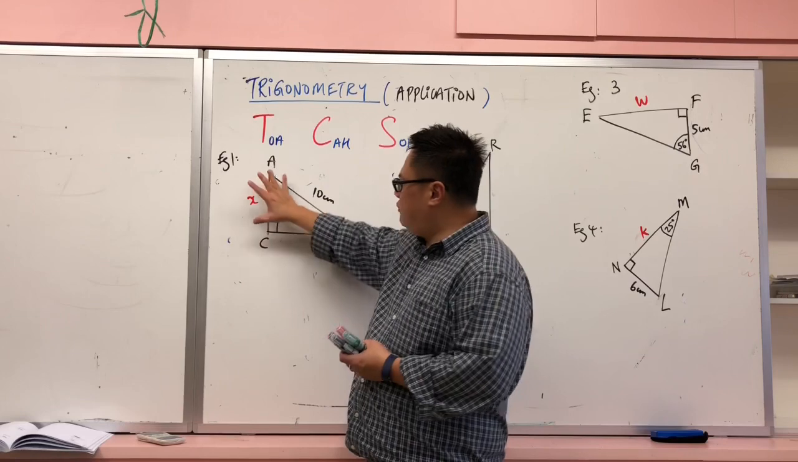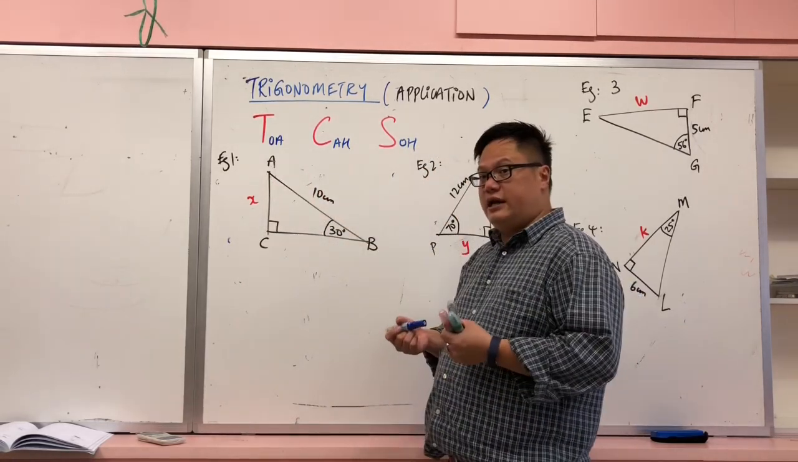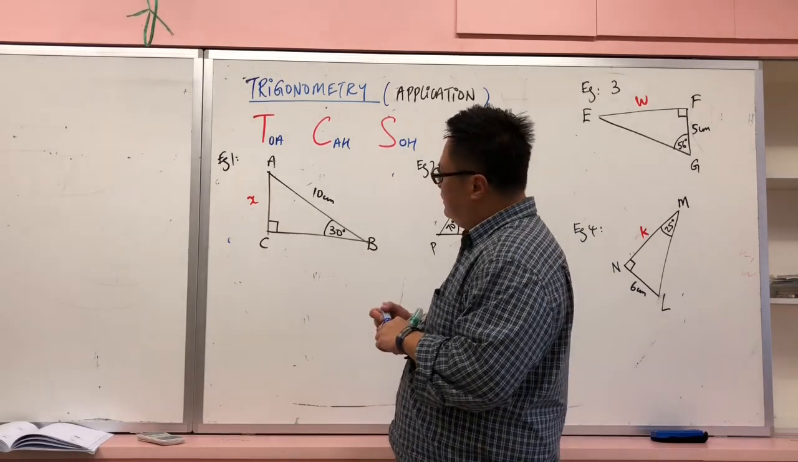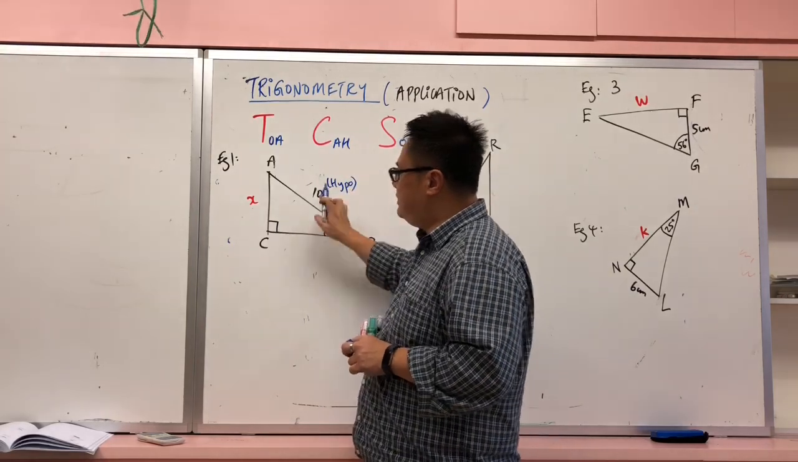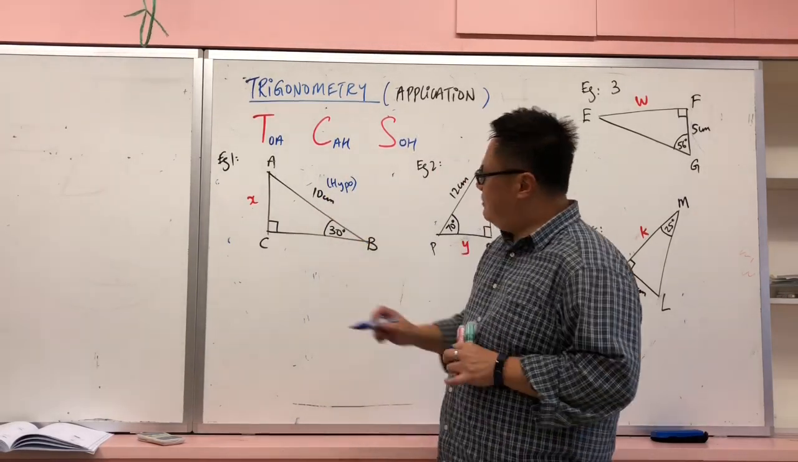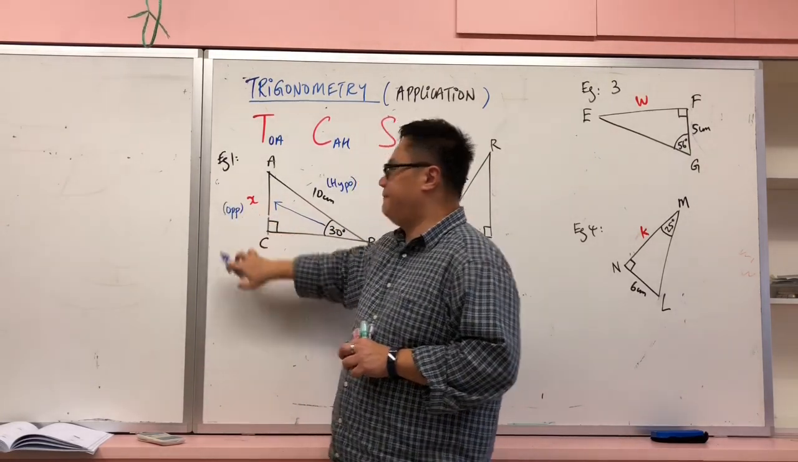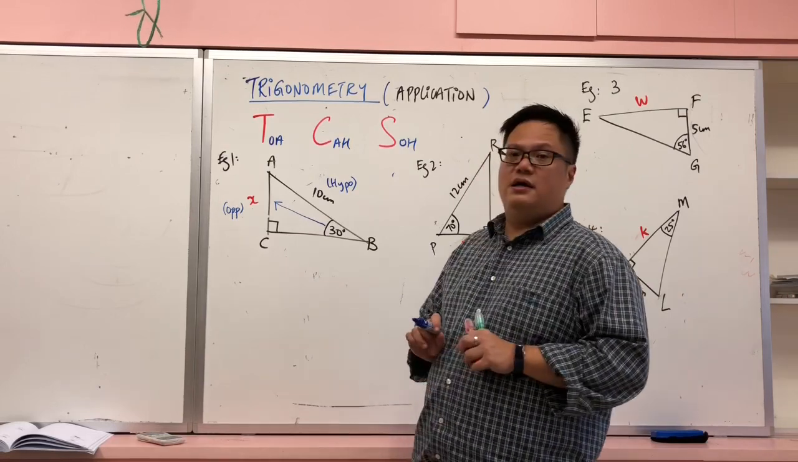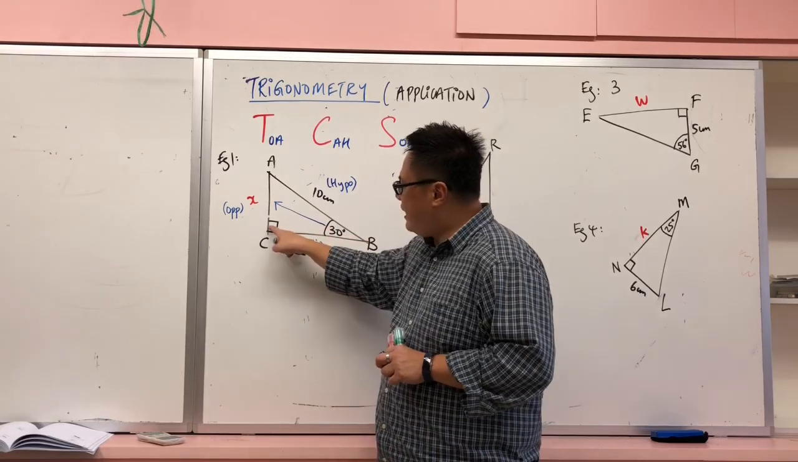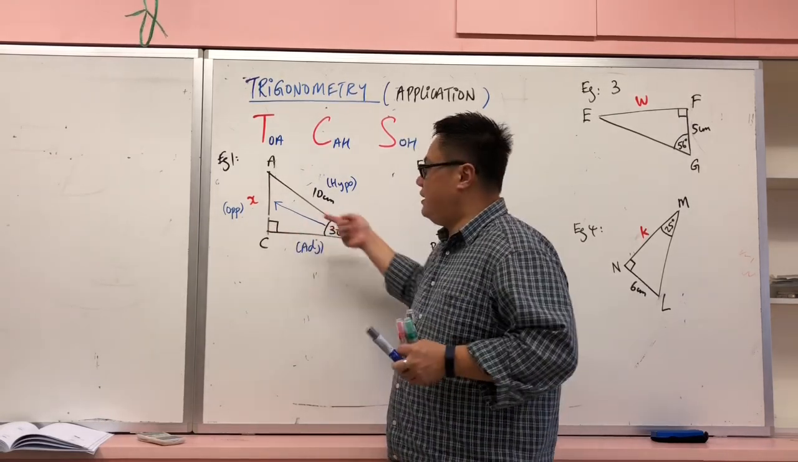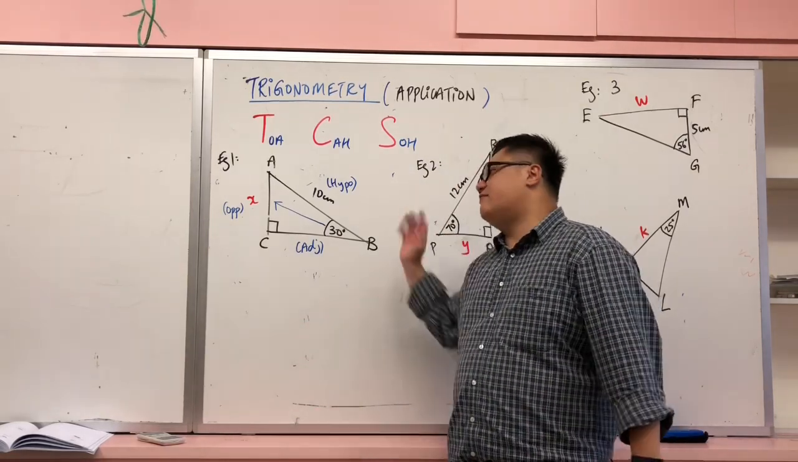How do you find x? First of all, look at the triangle again. I want you to label the triangle. Always label the hypo first. This is the hypo, the side that's opposite the right angle. Next, label the opposite. Opposite is here. Next, label the adjacent. Adjacent is the line that touches both the right angle and the reference angle, the line where the 90 degree and the reference angle sit on. So now you have labeled the triangle.